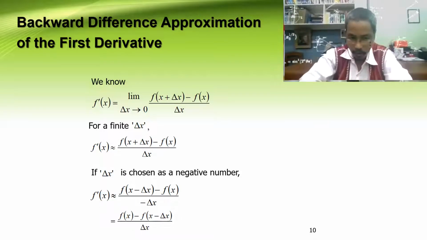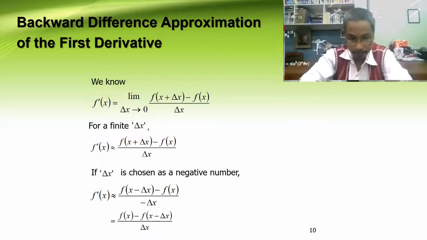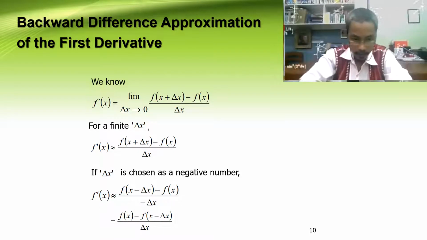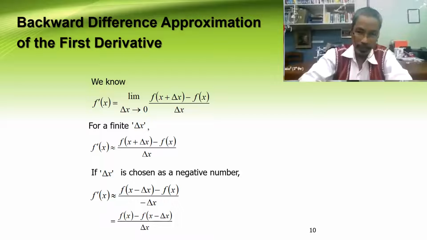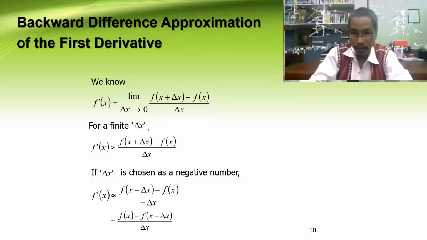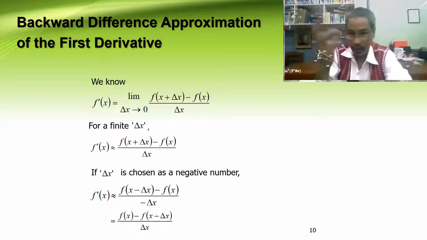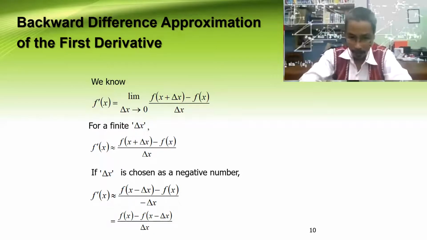And because that is the first derivative, we can simplify the rational expression into [f(x) minus f(x minus delta x)] over delta x. The position of f(x) and f(x minus delta x) changes because now delta x is negative. Remember that.